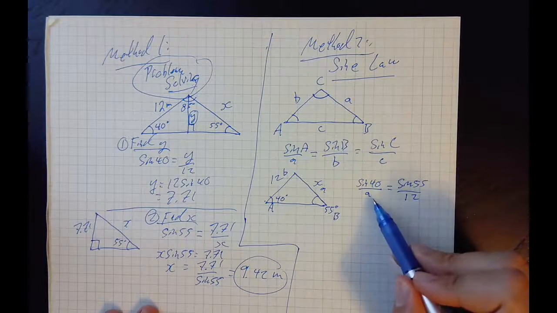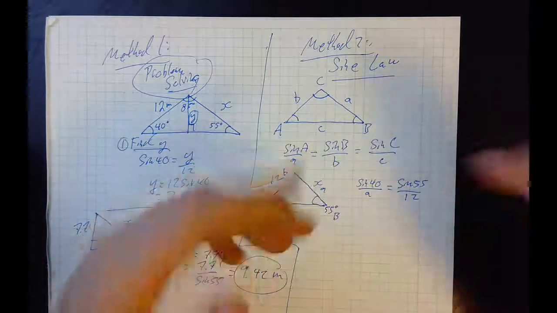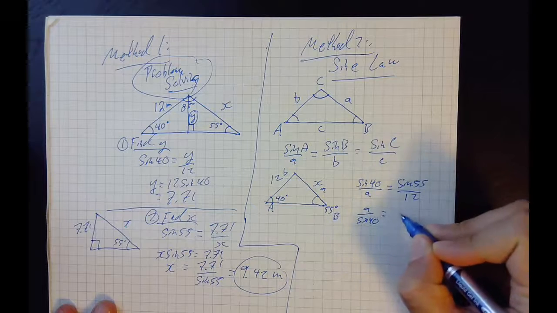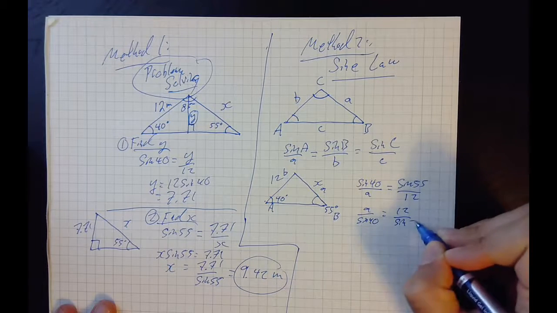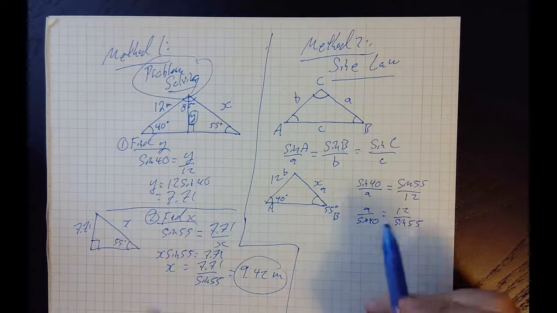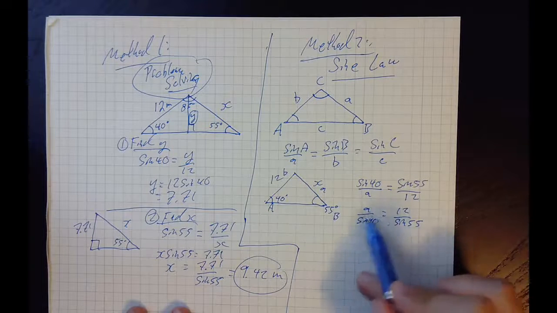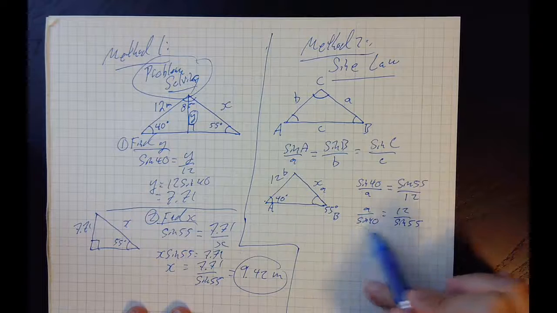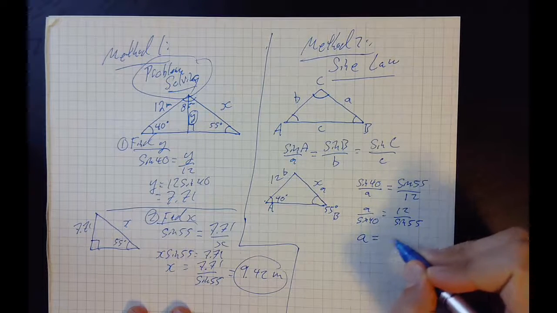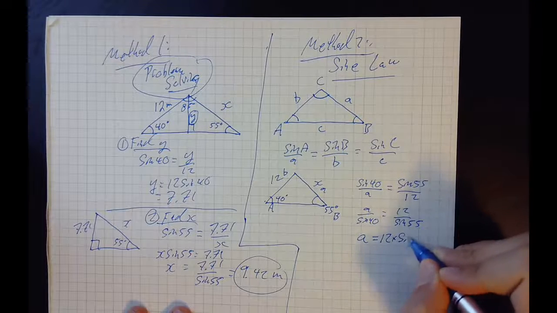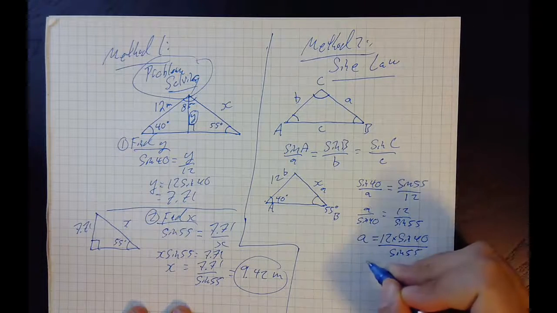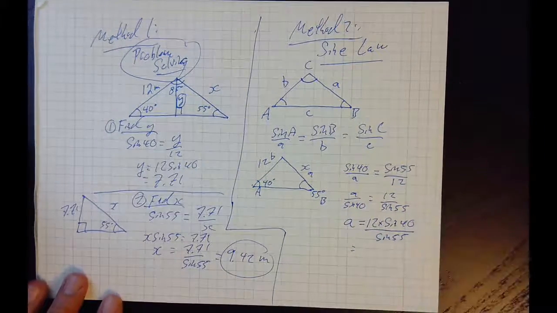Now, one thing that we can do with this is this identity also works flipped. So I can also say that a over sine 40 is equal to 12 over sine 55. Okay. Now, since a is the only variable that we have in here, we can solve for it. Whatever sine 40 is just a number, so I'm going to bring it up. Here I'm dividing by sine 40, so I'm going to multiply. So a equals 12 times sine 40 over sine 55.